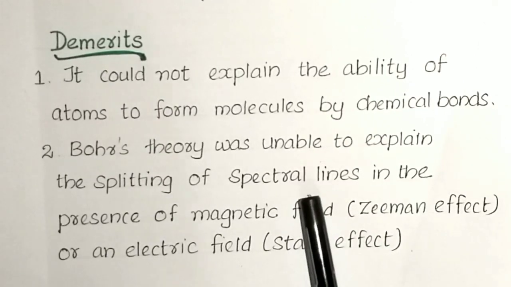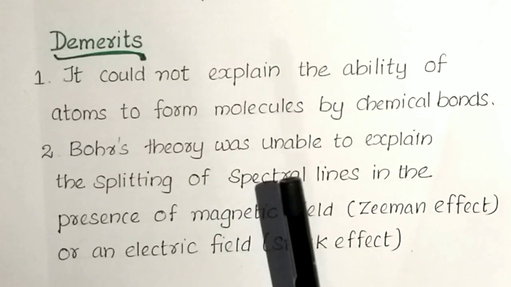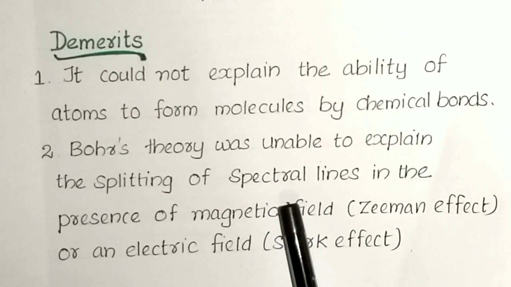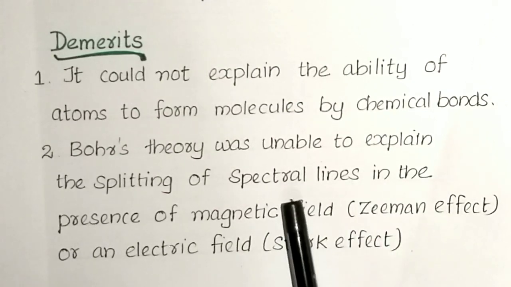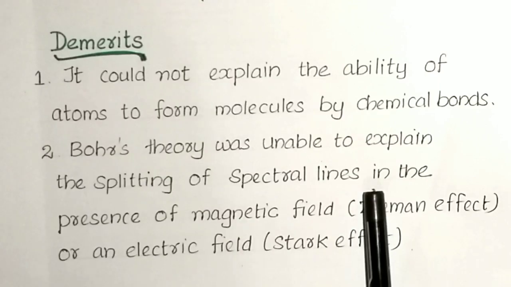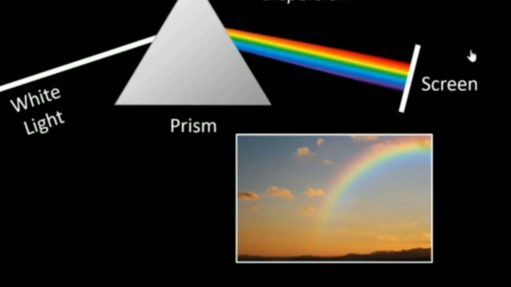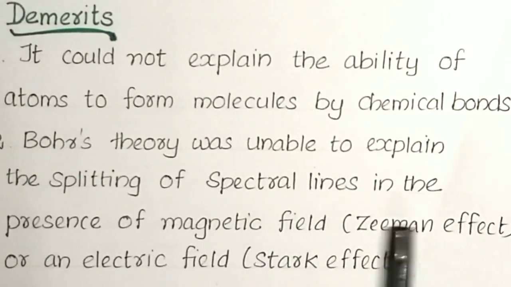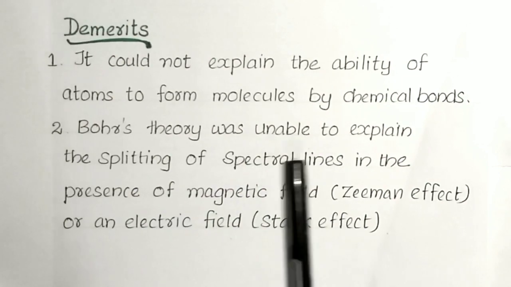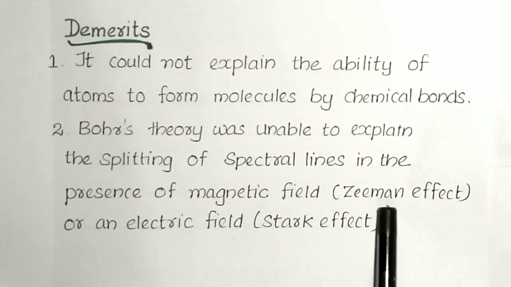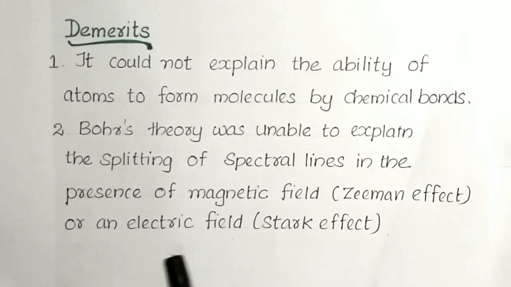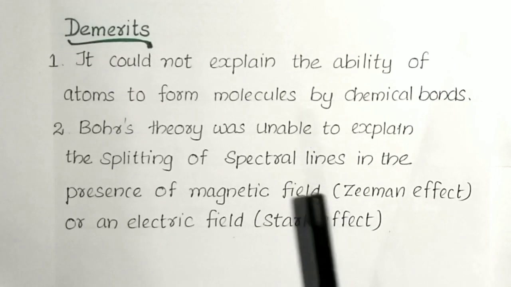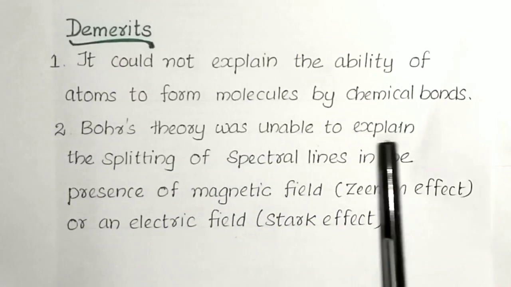You know the spectrum: when white light is passed through a prism, it is split up into 7 different colors, that is VIBGYOR. This is known as the spectrum. Then the spectrum becomes split up when a magnetic field or electric field is present. Splitting of spectral lines in a magnetic field is known as the Zeeman effect, and the splitting of spectral lines in an electric field is known as the Stark effect. These two effects cannot be explained by the Bohr atom model.